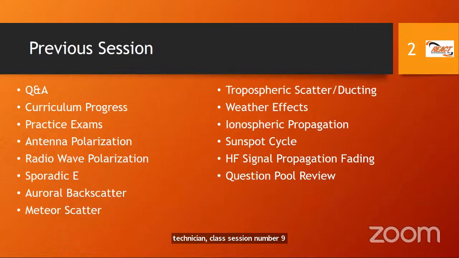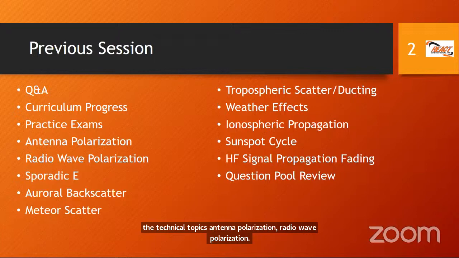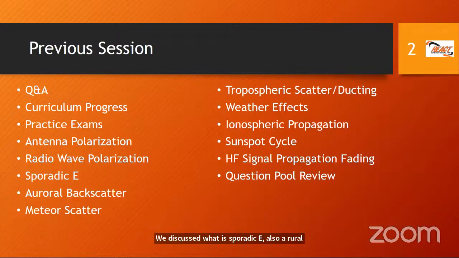In our previous session, we had our usual Q&A, followed by a look at our curriculum progress. Also, again, re-mentioning the practice exams. Then we went into the technical topics: antenna polarization, radio wave polarization. We discussed what is sporadic E, also auroral backscatter, meteor scatter. We also went into what is tropospheric ducting.